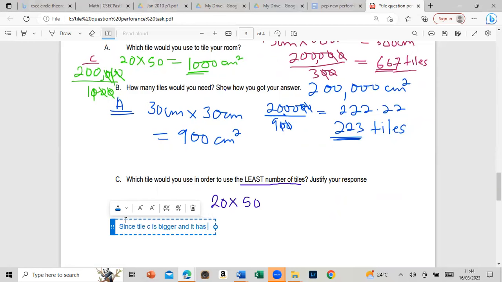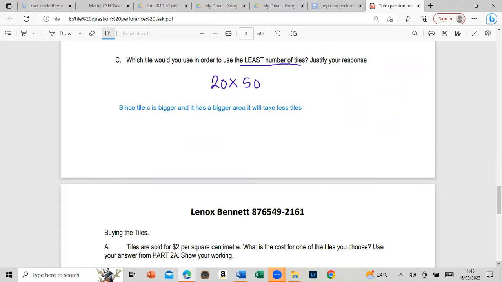And it has a bigger area, so that will take less. As a reminder, it's the same room, so the bigger the tile, the better in terms of that. Alright, let's move on now.